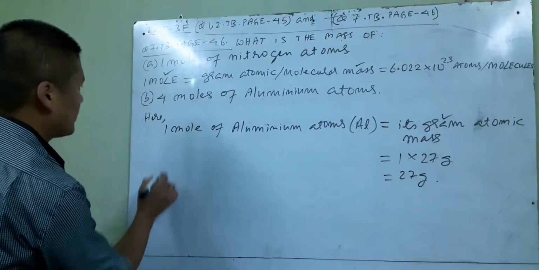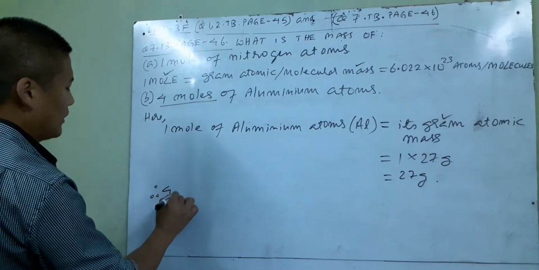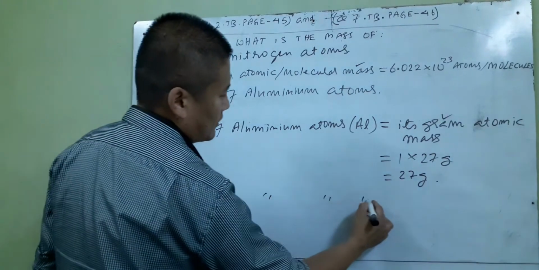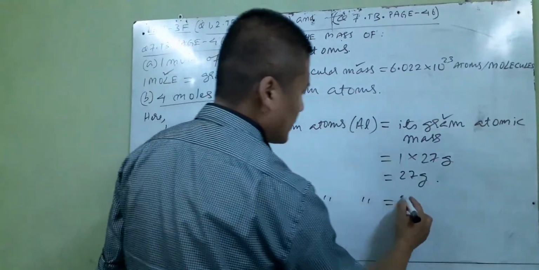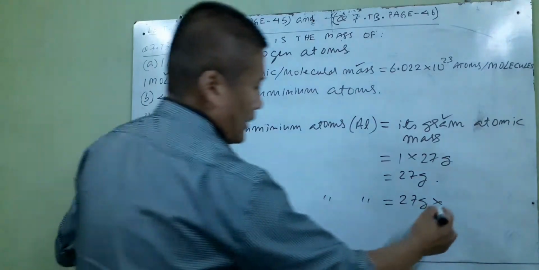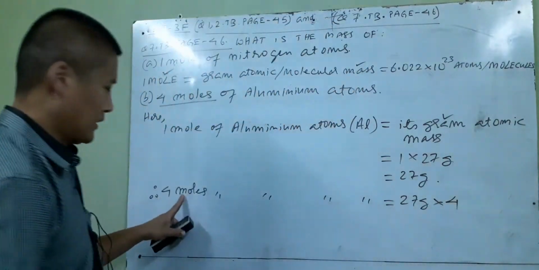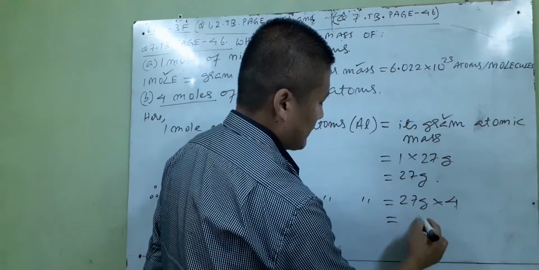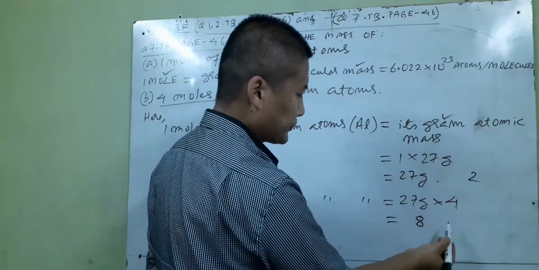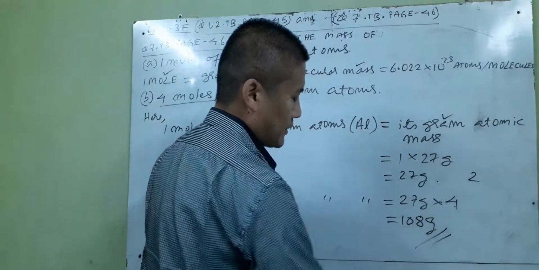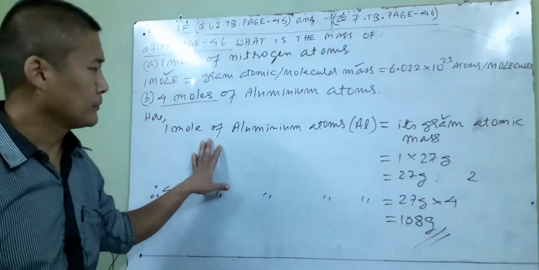But they are asking for 4 moles. So we write 4 moles of aluminium atoms equal to this 27 gram multiplied by whatever is here, 4. And we should not bring that mole. Left unit cannot be brought to the right; whatever number is there can be brought. 4 7s are 28, 2 in hand. 4 2s are 8, 9, 10. So 108 grams is the mass of 4 moles of aluminium atoms.